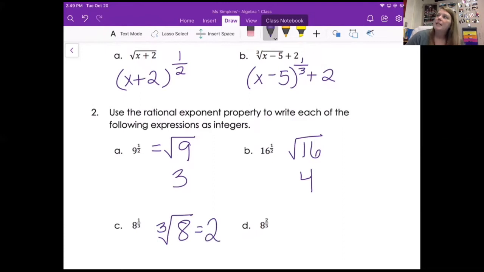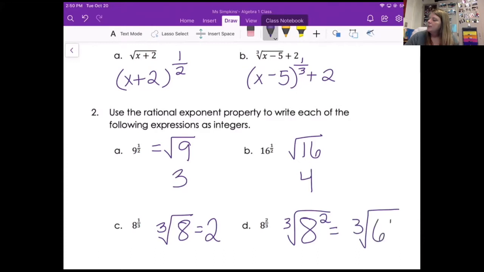Now let's talk about this next one. It's not 8 to the 1/3, it's 8 to the 2/3. So first let's rewrite it. It's still an 8, and we're still taking a third root. What do we need to do with that 2? Yeah, we're going to make it an exponent. So let's try and simplify. The third root of what is 8 squared?